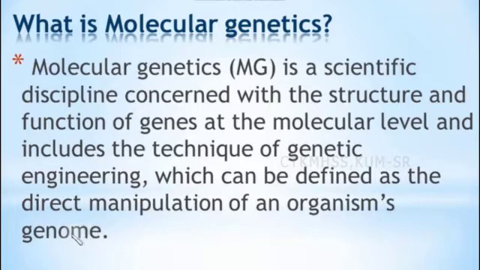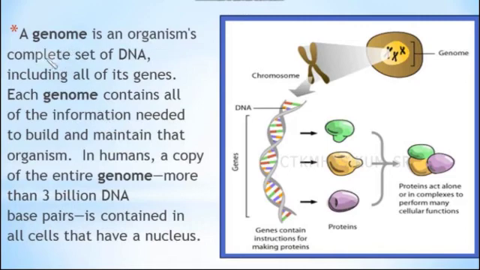So I use this term genome, and we should know what this genome is. A genome is an organism's complete set of DNA including all of its genes. So when you take a cell, you have a nucleus, and inside the nucleus you have many chromosomes, that is chromatin reticulum, which is condensed into chromosomes. A chromosome contains DNA. So the complete set of DNA with all its genes is what is called the genome. Each genome contains all of the information needed to build and maintain that organism.